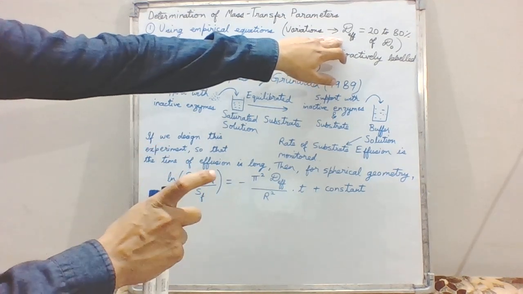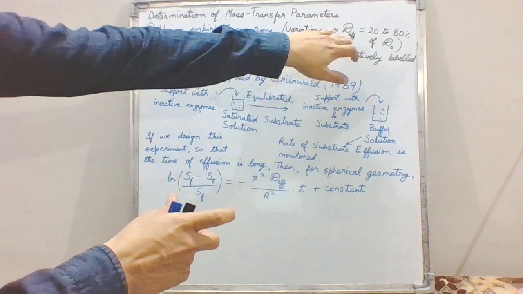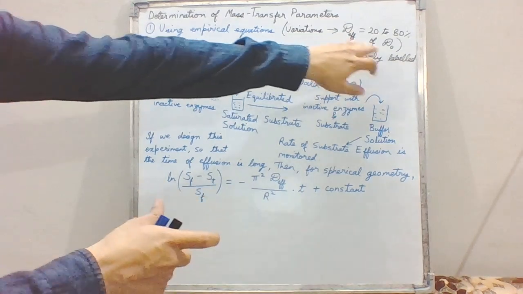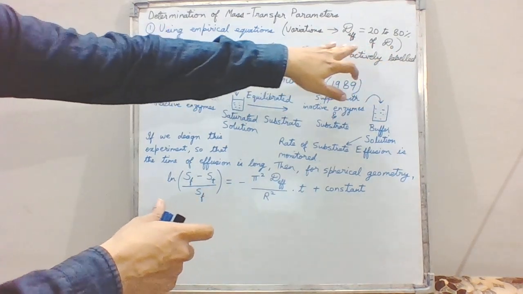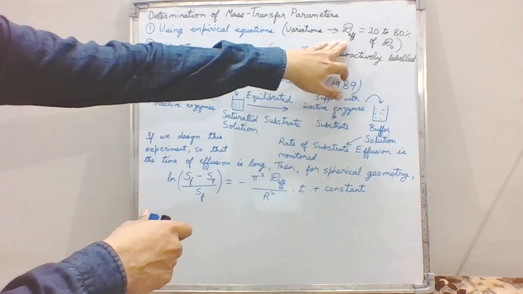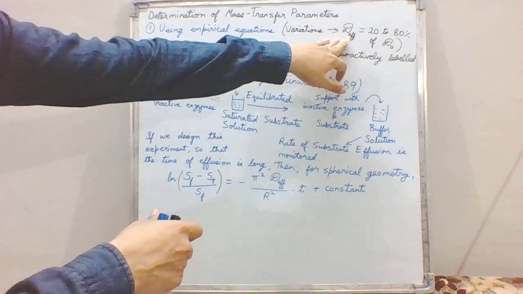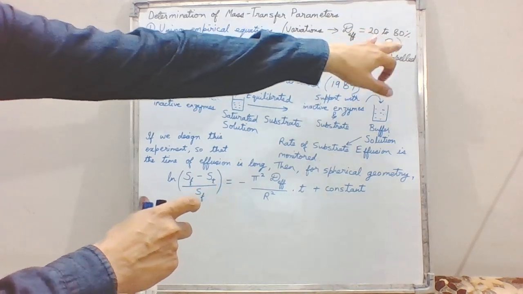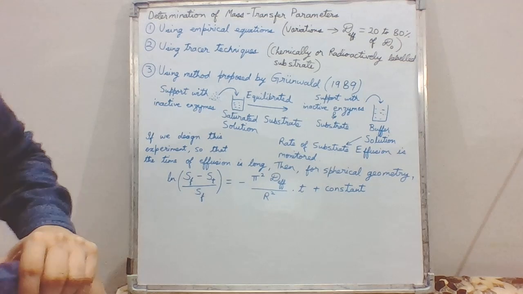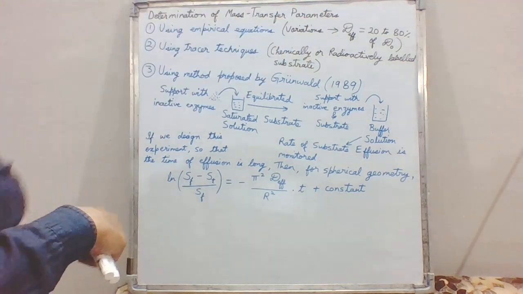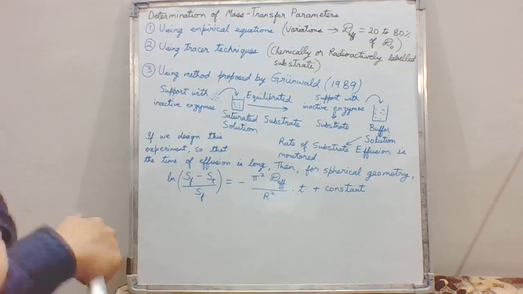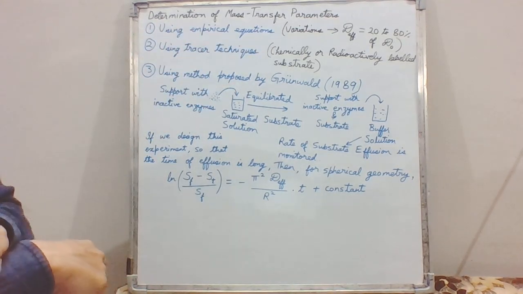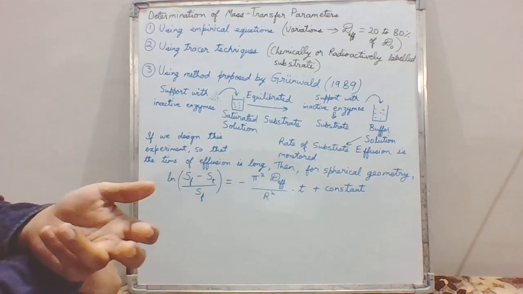So in the immobilized case, in the heterogeneous systems, the effective diffusivity is different than that in the case of the free medium. The empirical equations have suggested that this effective diffusivity ranges from 20 to 80% of the diffusivity obtained in the free medium. So there is a lot of variation using the empirical equations. Different empirical equations give us different results.